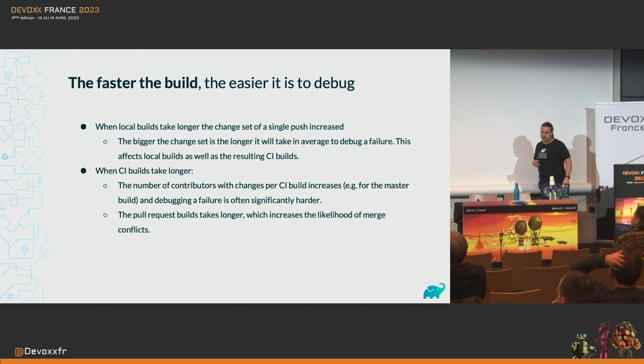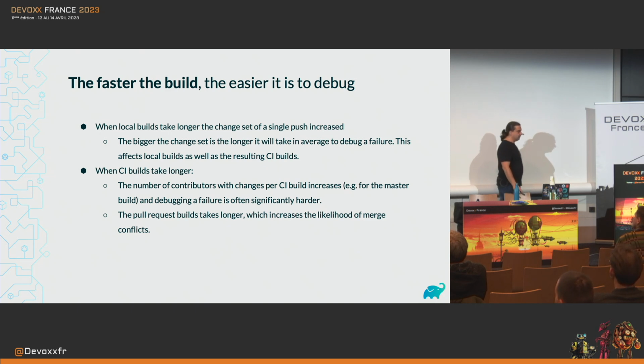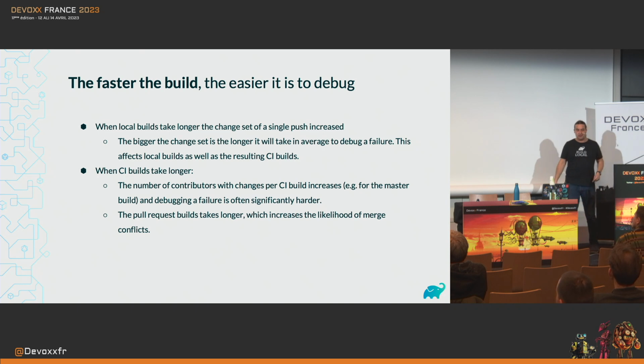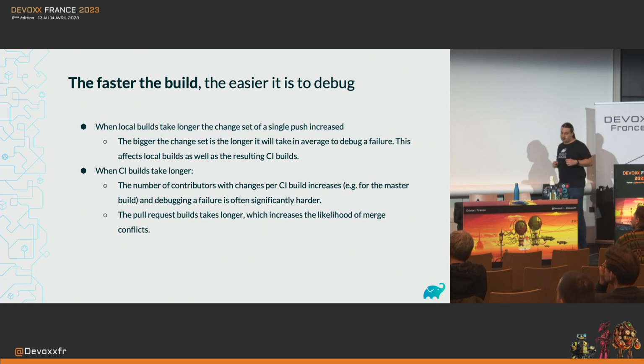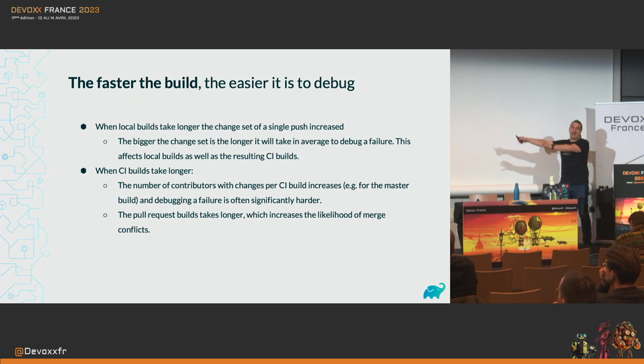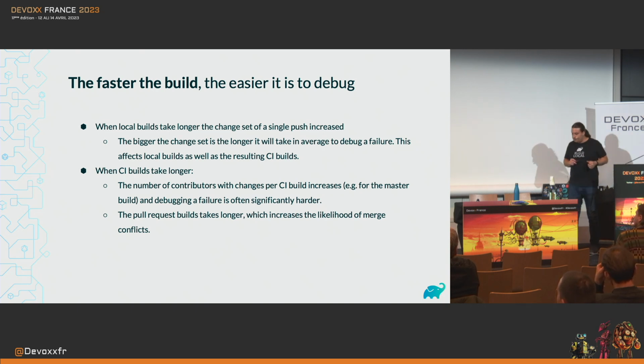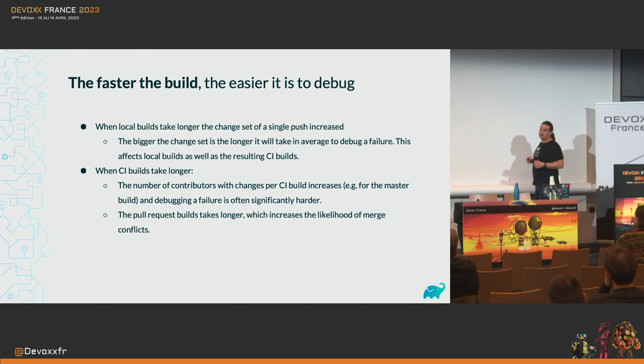The bigger the change set, the longer it's going to take on average to debug a failure, right? If we made a one-line change and it broke the build, you can pretty much blame that one line. If we added 100 lines of code, it's going to take a little longer to diagnose what we might have broken. When CI builds take longer, the number of contributors with changes per CI build increases. Like for the master build, for instance, and debugging a failure is often significantly harder. Again, because that build is happening in a different environment. And nowadays, those environments tend to be ephemeral or running on cloud, something like that. The pull request build takes longer, which increases the likelihood of merge conflicts, right?